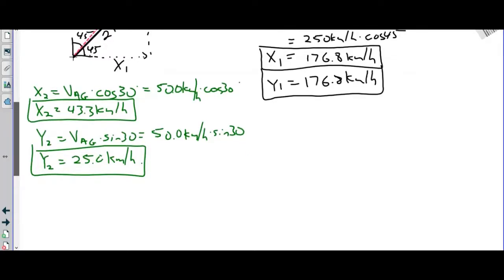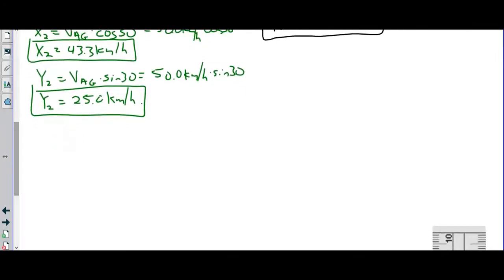So next, I've got to do velocity addition. With velocity addition, I'm going to take the velocity of the plane with respect to the air, that's the pilot actually flying the plane, plus the velocity of the air with respect to the ground, in its component forms, and find the velocity of the plane with respect to the ground.